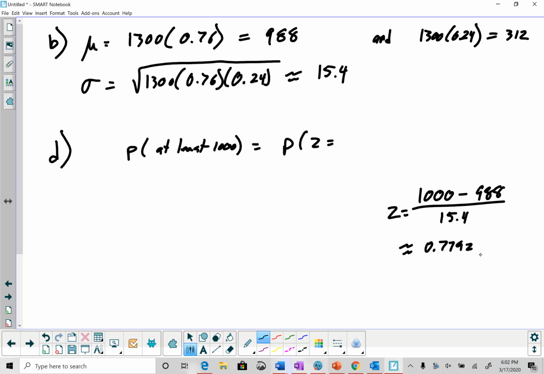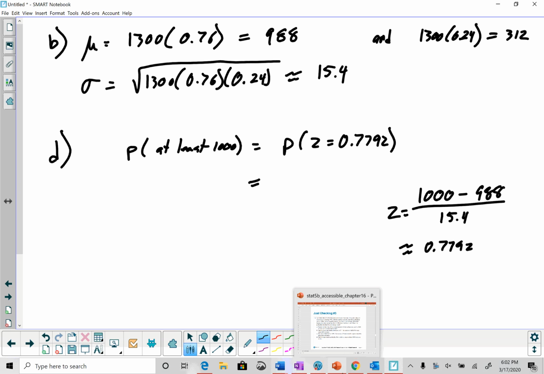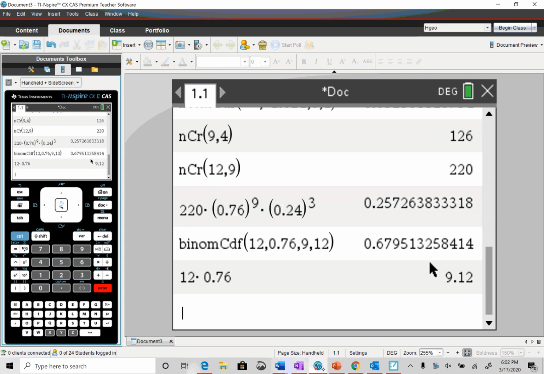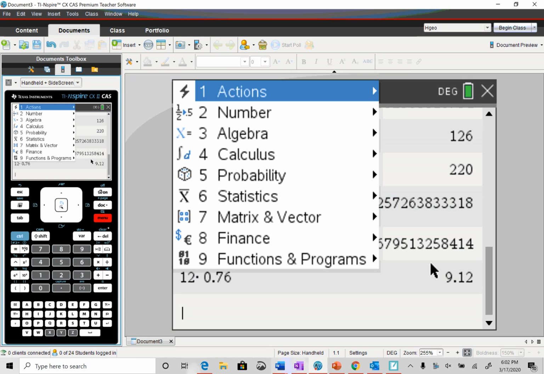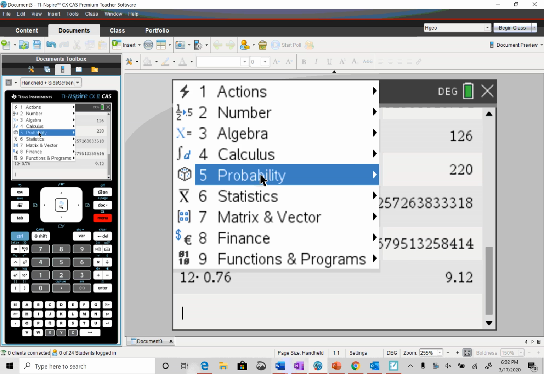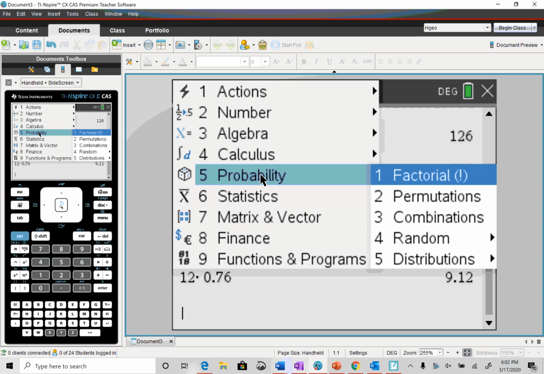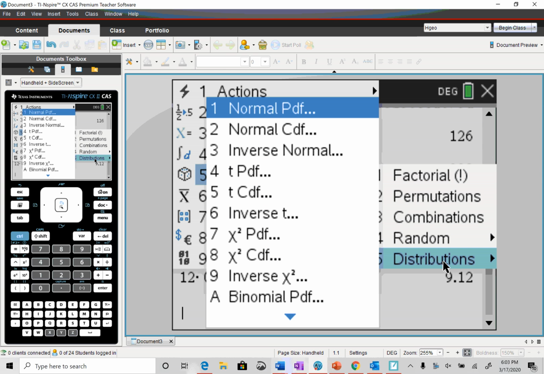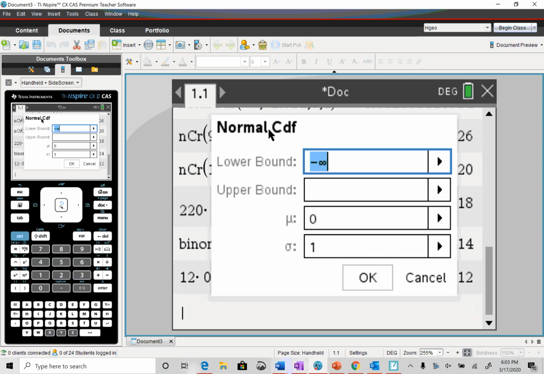And then, the probability that our z-score is 0.7792. Calculator time. So again, probability distributions 5, 5, and we're using our normal cumulative distribution function number 2. So again, at least 1,000, okay?